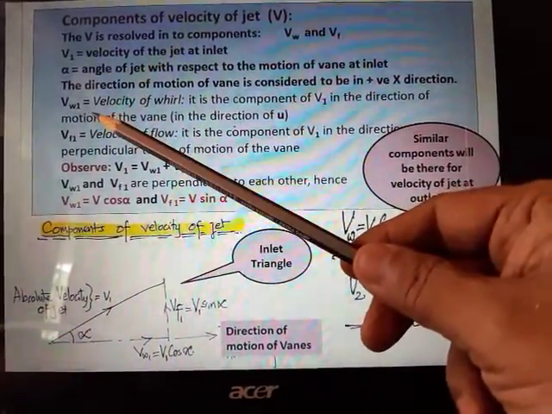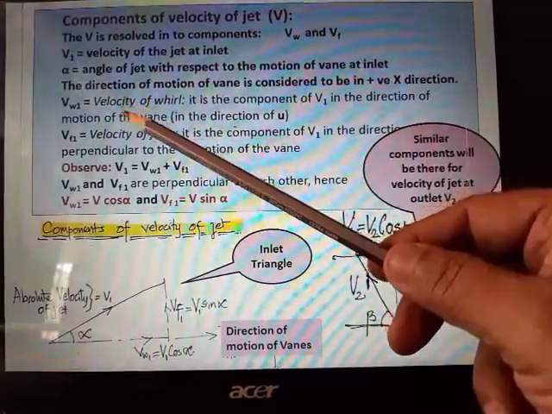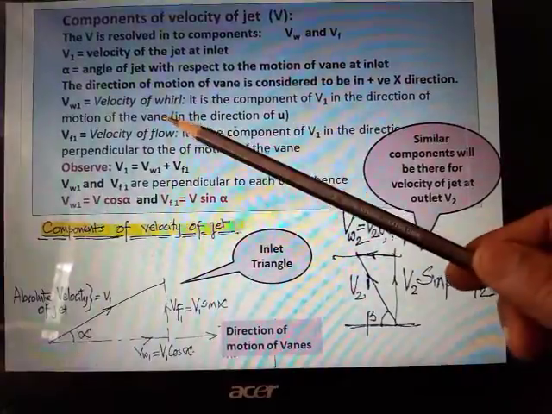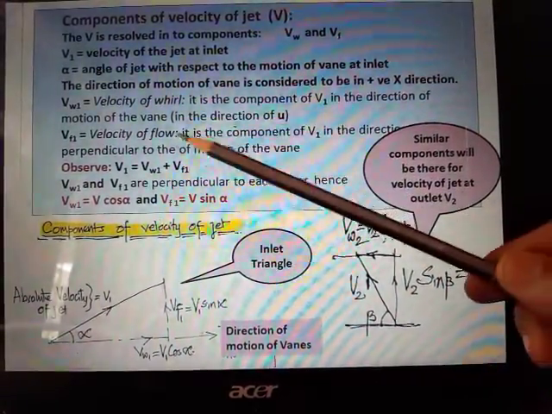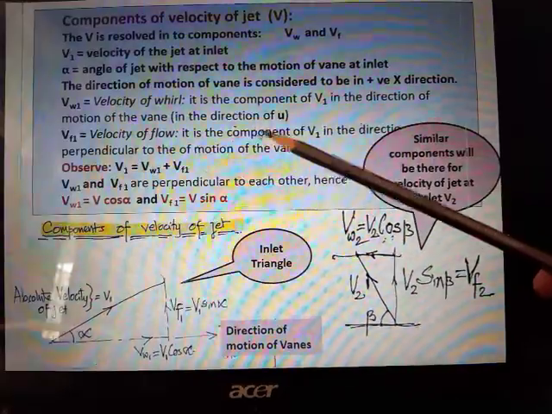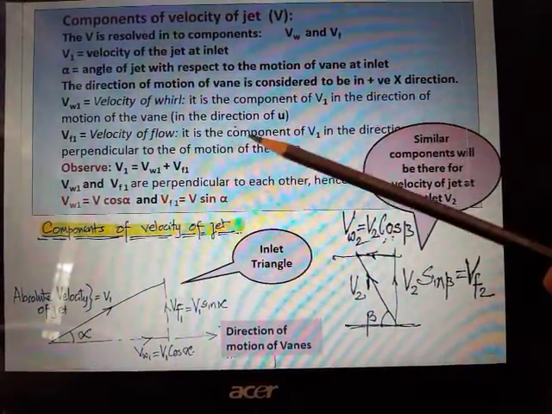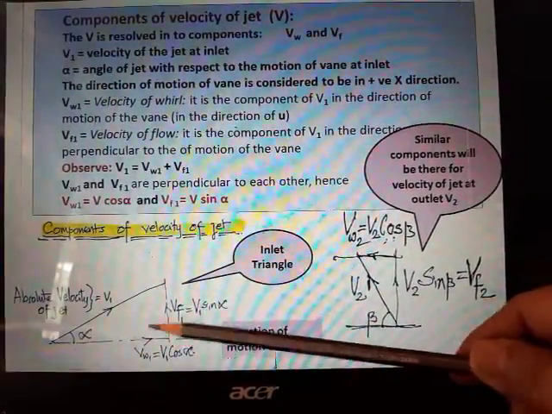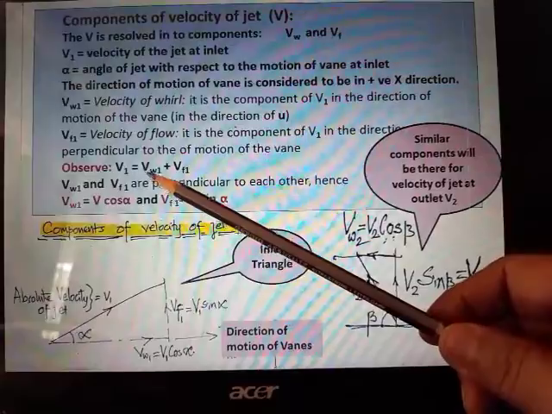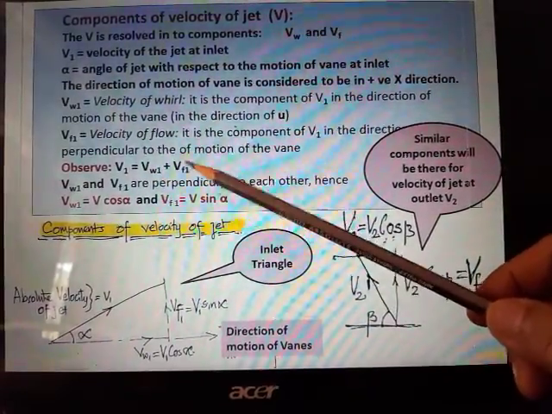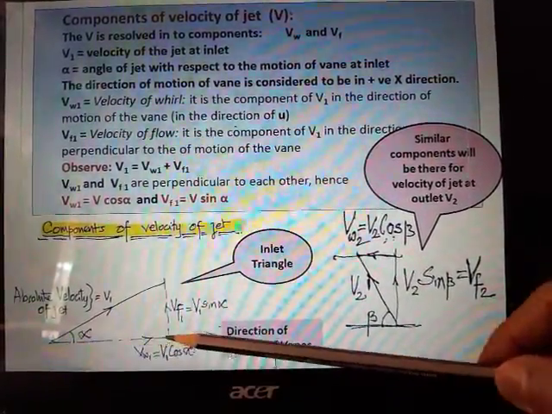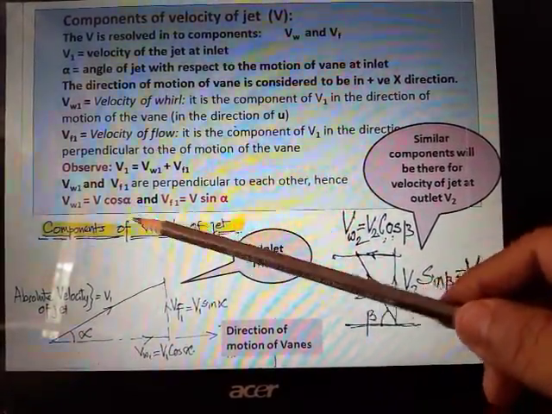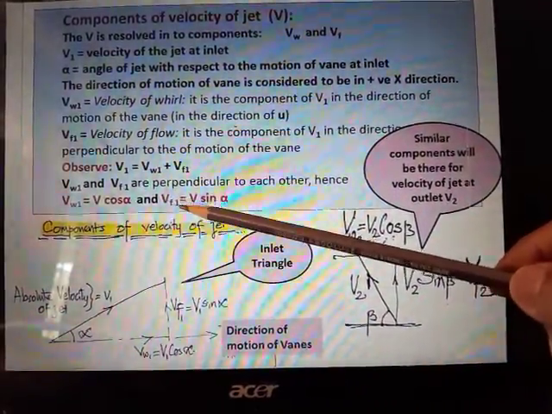So VW1 is the velocity of whirl. It is the component of V1 in the direction of motion of the vane, that is in the direction of U. VF1 is velocity of flow. It is the component of V1 in the direction perpendicular to the motion of the vane. Now observe that V1 is equal to VW1 plus VF1. Obviously VW1 plus VF1 will become V1, or VW1 becomes V1 cos alpha, VF1 becomes V1 sin alpha.